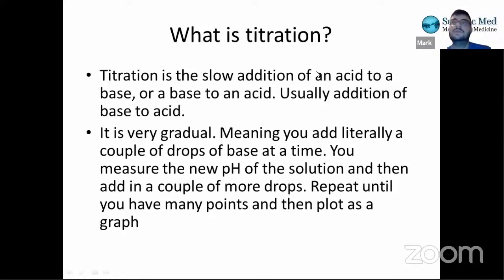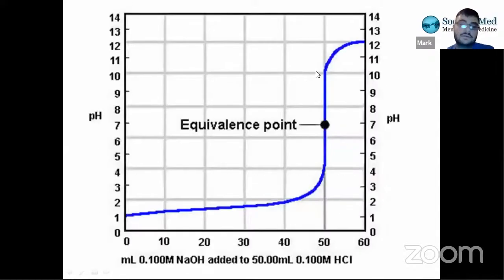What you should see is, if you're adding drops of base to an acid, you should start off at a low pH because the acid's acidic. And then as you add base, it should slowly increase. The more base you add, the closer to neutral it gets, and the pH rises slowly with each couple of drops. You repeat this until you have many points, and then you plot it as a graph. And this is what the graph looks like.